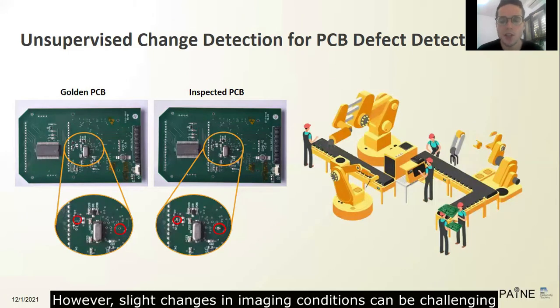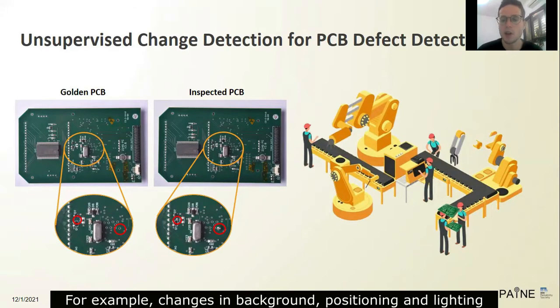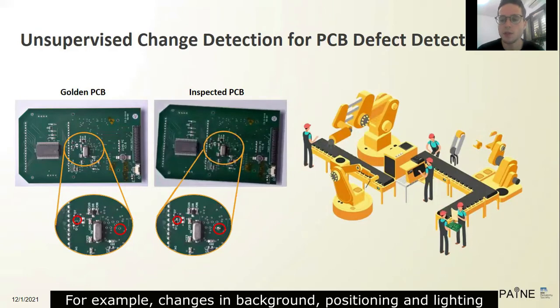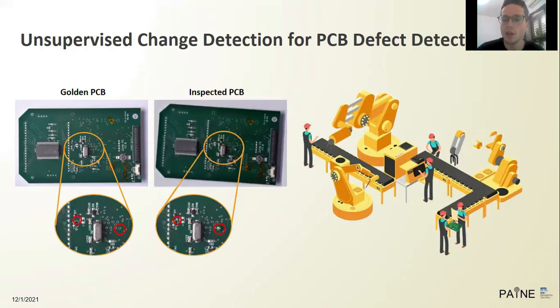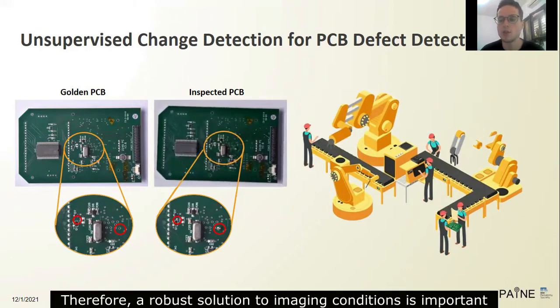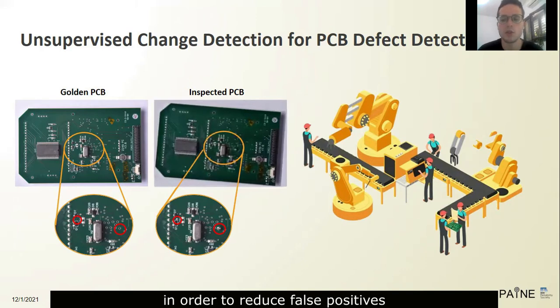However, slight changes in imaging conditions can be challenging to a computer algorithm. For example, changes in background, positioning, and lighting. Therefore, a robust solution to imaging conditions is important in order to reduce false positives.